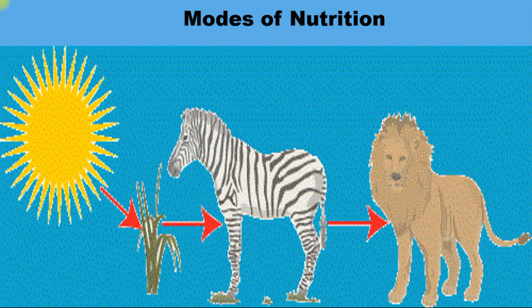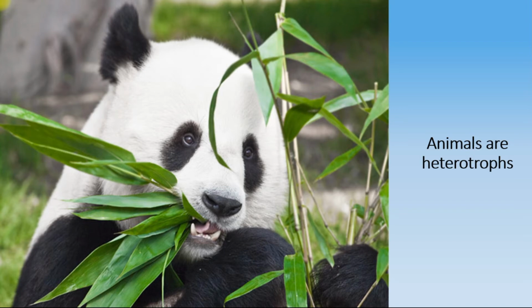Now we'll see heterotrophic nutrition. Here heteros means others. Humans and animals cannot prepare their own food. They depend upon the green plants for the food. So animals are called heterotrophs. And the mode of nutrition is heterotrophic nutrition.